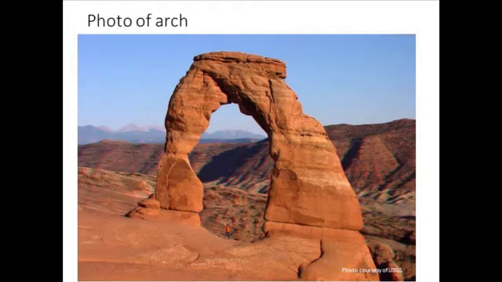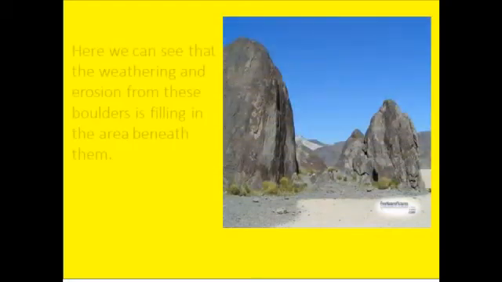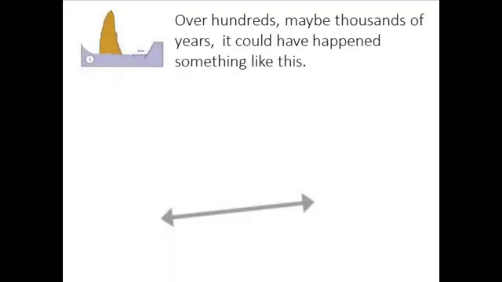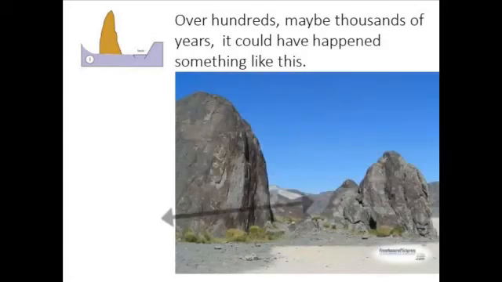Here's another picture. Picture of an arch. All these pictures, as you can see, are formations that were created through both weathering and erosion. Here, we can see that weathering and erosion from these boulders is filling in the area beneath them. And maybe over hundreds or maybe thousands of years, it could have happened something like this.